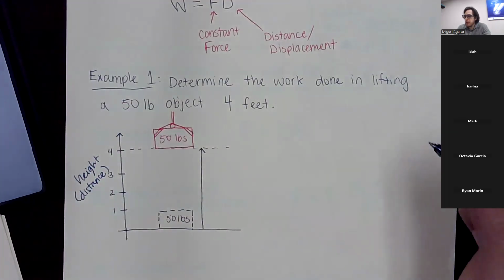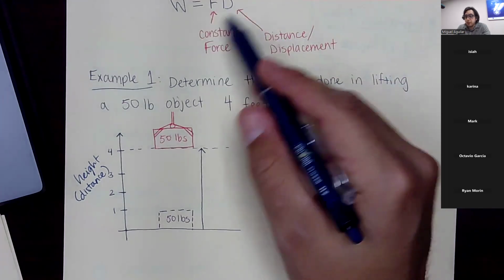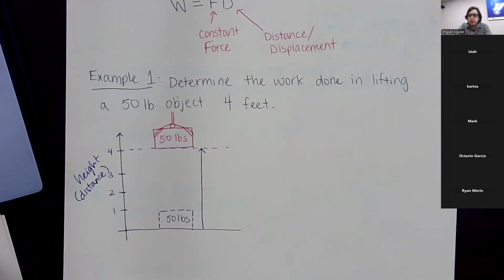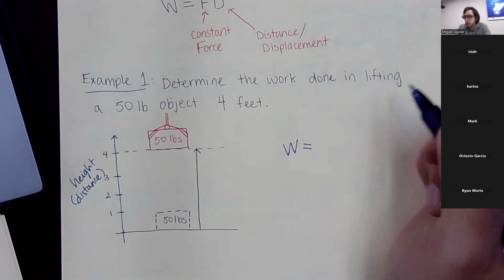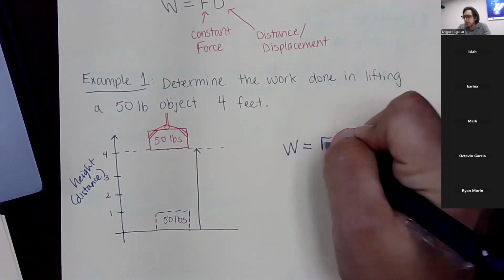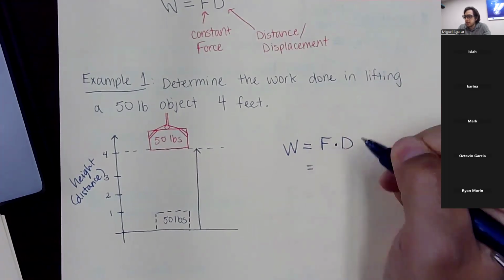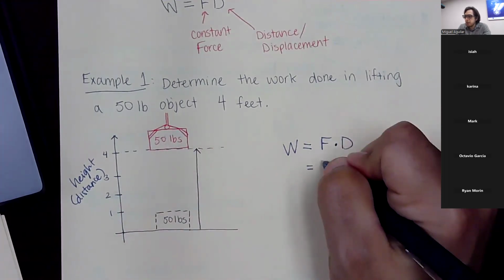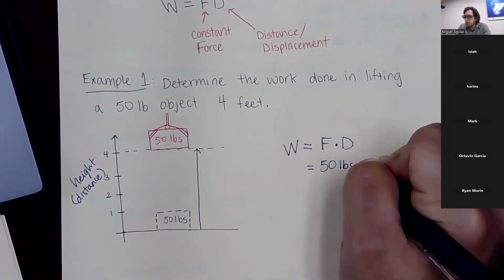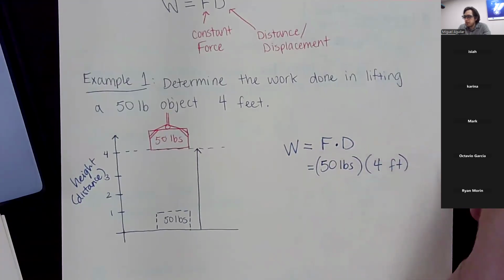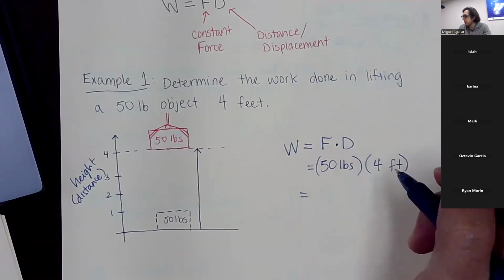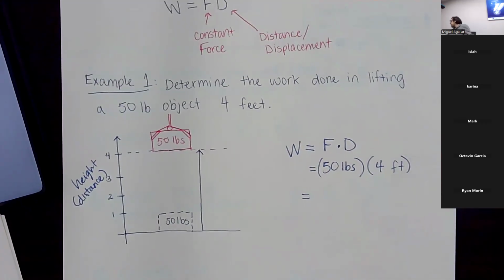Okay. But just applying this work formula, if we have constant force, then there's really no calculus involved. W is equal to F times D, and that's just going to be the force that was given, 50 pounds, times the 4 feet. And that's going to give us 200, right? I don't have my calculator on me. I'm pretty sure it's just 200.